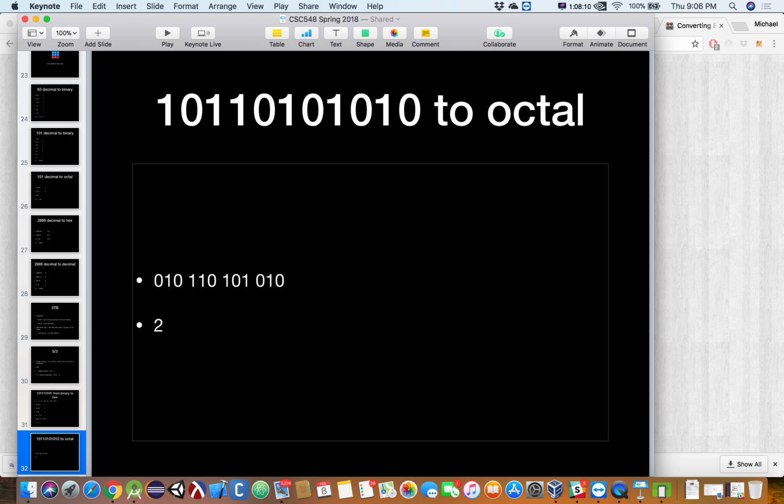This is a 2. This is, well, I'll put a little space. That's a 6. This is a 1 in the ones place, 1 in the fours place. So that's a 5. And that's a 2. So 2652 is the octal value of this binary number. See how that works?